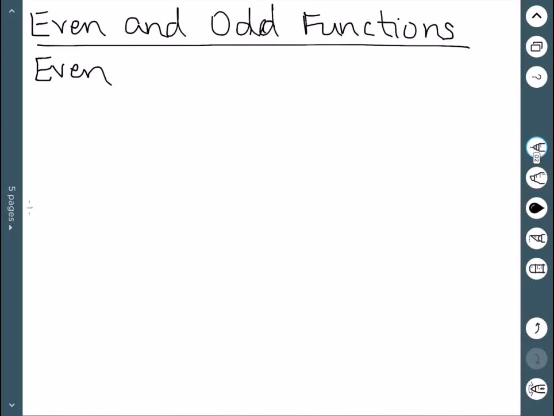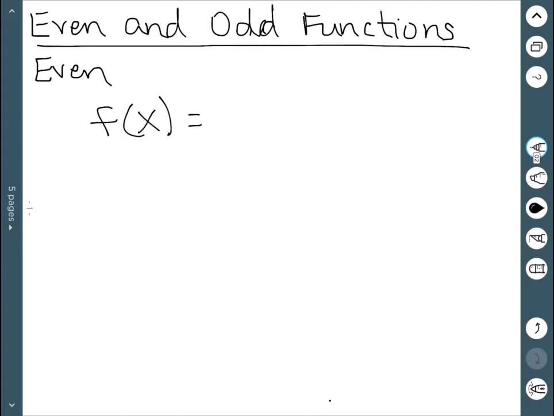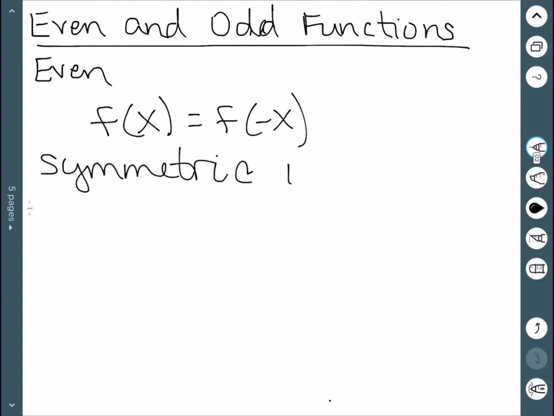Here we'll look at even and odd functions along with their integrals. So we'll start with even functions. An even function is anything where f of x is equal to f of negative x. This is the algebraic way. The geometric way would say these are symmetric with respect to the y-axis.